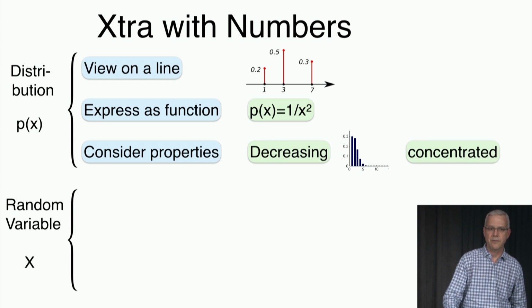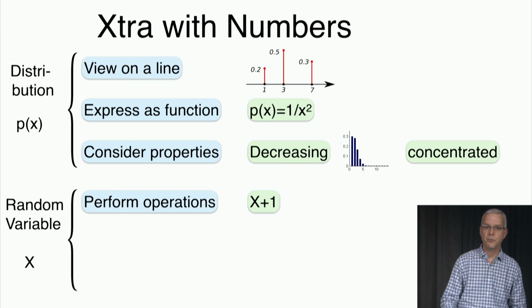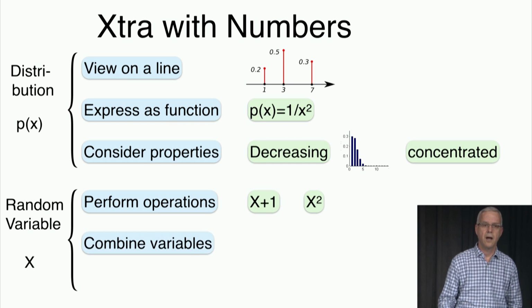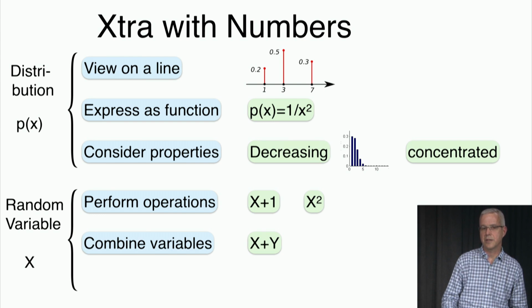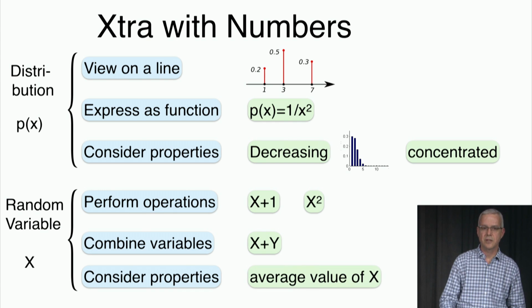Also, for the random variable itself, x, there are some extra features that we can look at. For example, we can perform operations. If we have x, we can look at x plus 1 or x squared, something we could not do with heads or tails. We cannot say heads times tails, and so on. We can also combine variables. We can look at a random variable x and a random variable y. Maybe that's your salary and your spouse's salary, and we can add those two random variables up. We can consider certain properties. For example, we can look at what is the average value of x, and so on. Again, things that we could not do when the outcomes were just arbitrary values, not numbers.